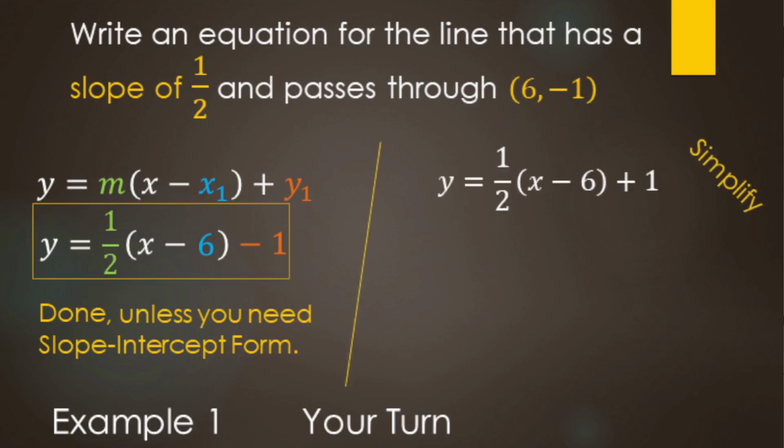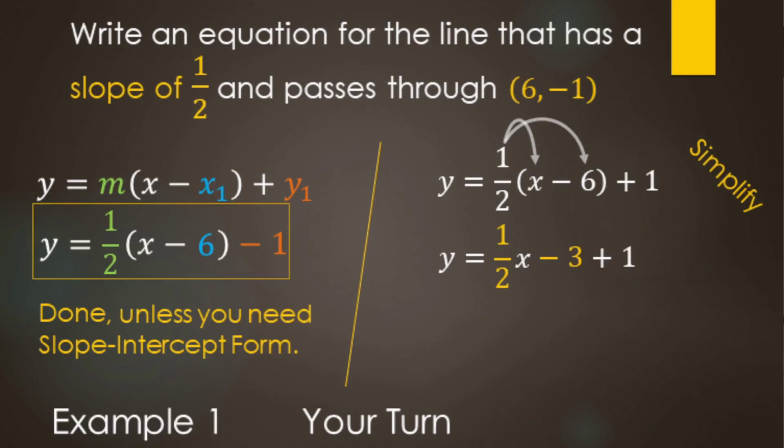So for changing it into slope-intercept form, you're just going to simplify this equation here. First up, we're going to distribute that 1/2. 1/2 times x, 1/2 x. 1/2 times -6, well, 1/2 of 6 is 3, so that'll be a -3. And then we still have the +1 here.